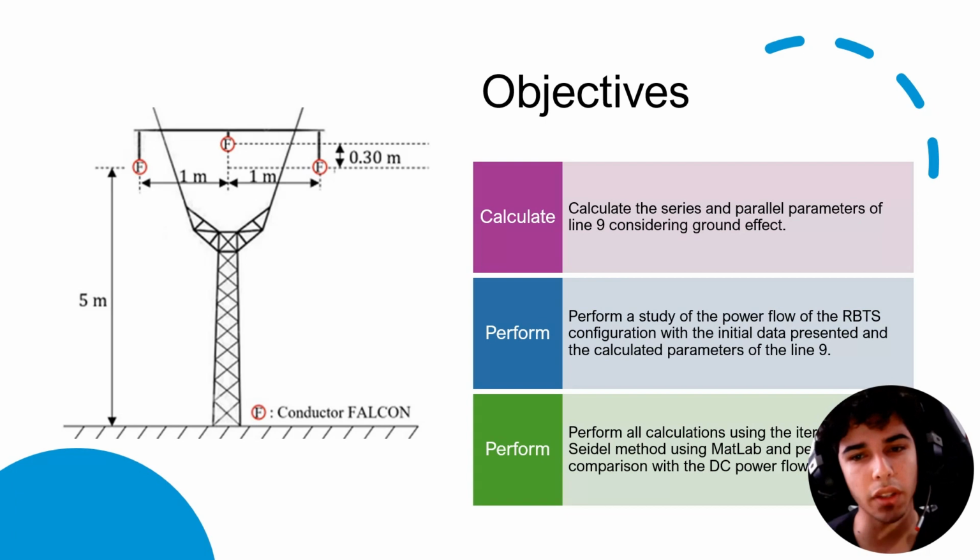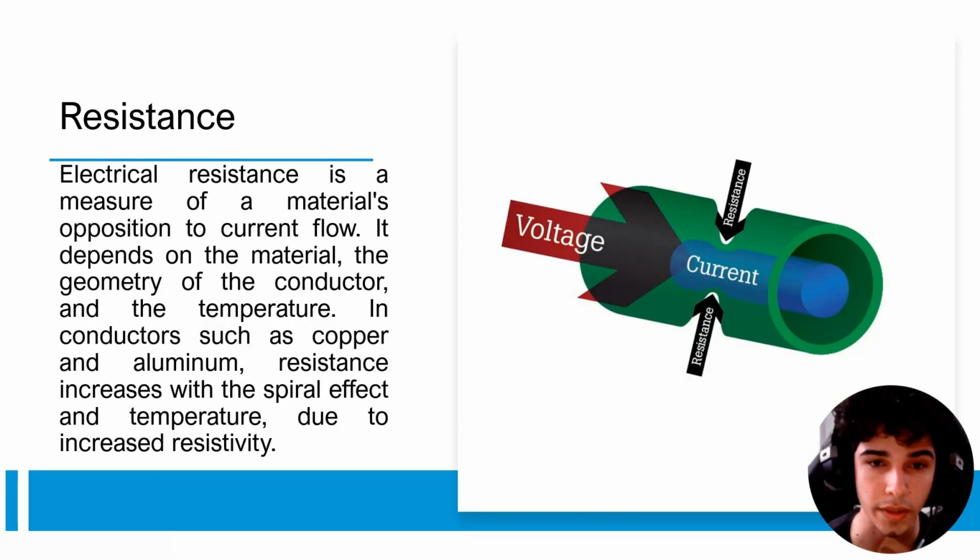Although we are not given the information of line 9, we are provided with its configuration, the type of conductor, and also the length of the line, which is 1000 kilometers. To model this line, we need to calculate its serial and parallel parameters. Resistance is defined as a measure of the opposition to the current. The higher this value, the lower the current passing through a conductor with a given voltage. This relation is determined by Ohm's law. The image shows a way to visualize it. This is the first serial parameter.